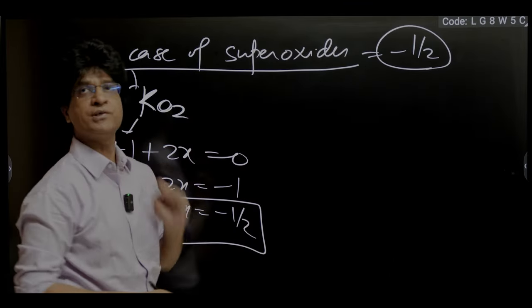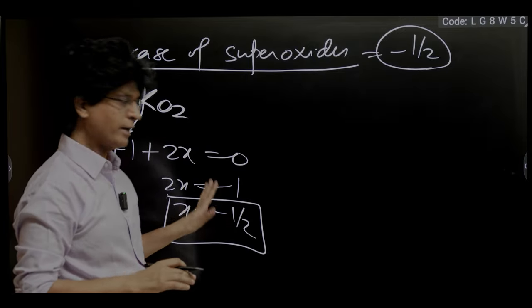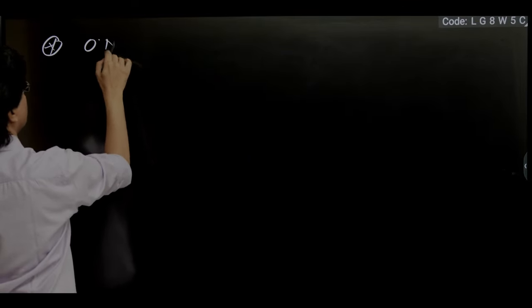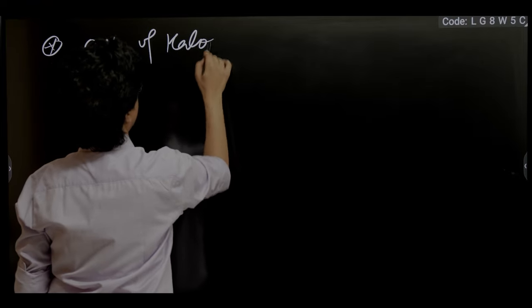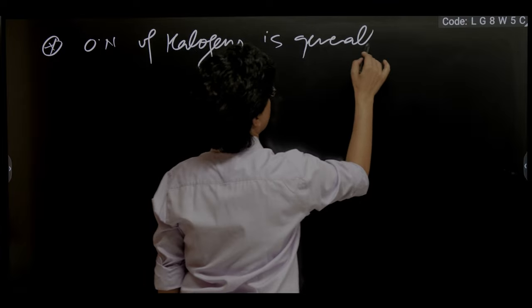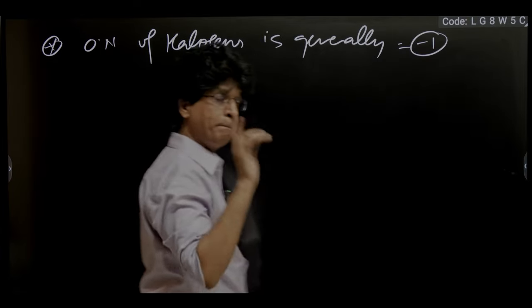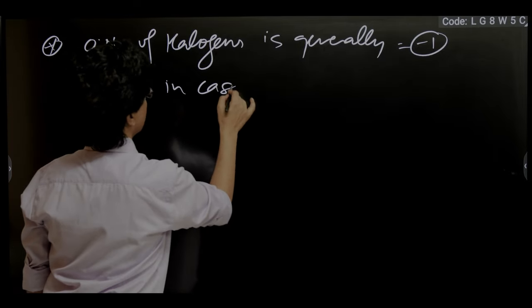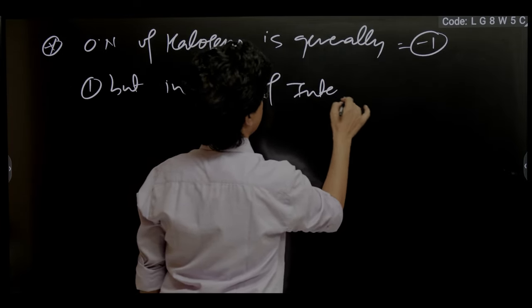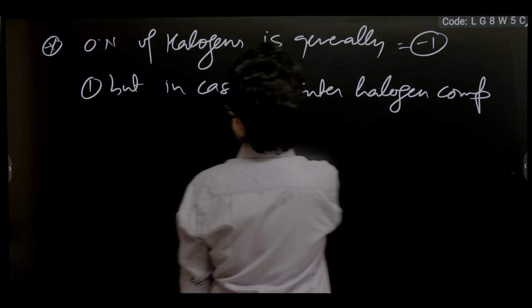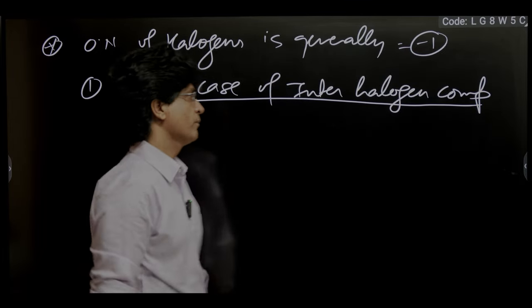So we have to keep these things in mind very carefully. Okay. Clear to all of you? Chalo, now next move, and over here, next one and last one, oxidation number of halogens is generally equal to minus 1, but in case of interhalogen compounds, you will read that in detail in inorganic chemistry, they may differ.